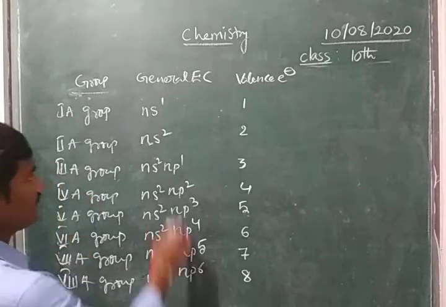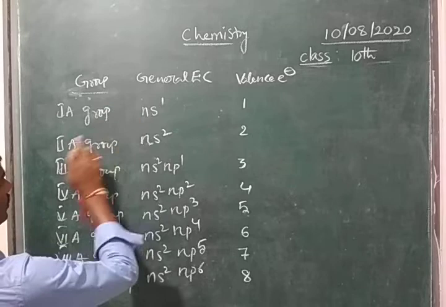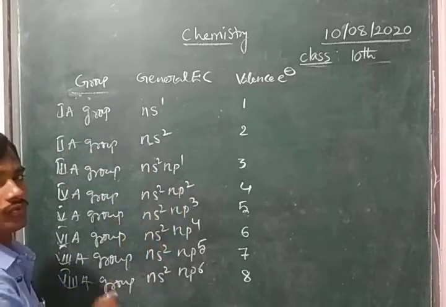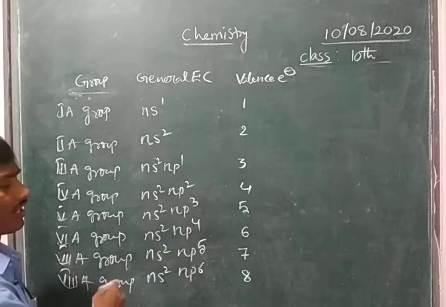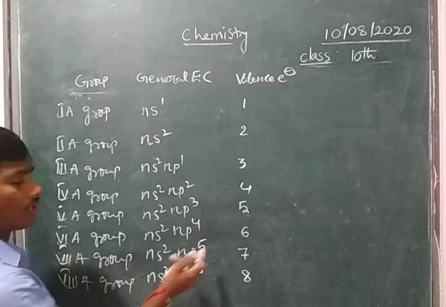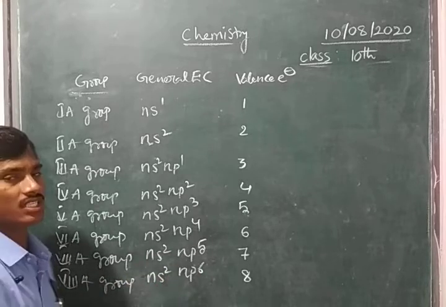Right children? Here, see here, first A group 1, second A group 2, third A group 2 plus 1 is 3, fourth A group 2 plus 2 is 4, fifth A group 2 plus 3 is 5, sixth A group 2 plus 4 is 6, seventh A group 2 plus 5 is 7, so eighth A group 2 plus 6 is 8.